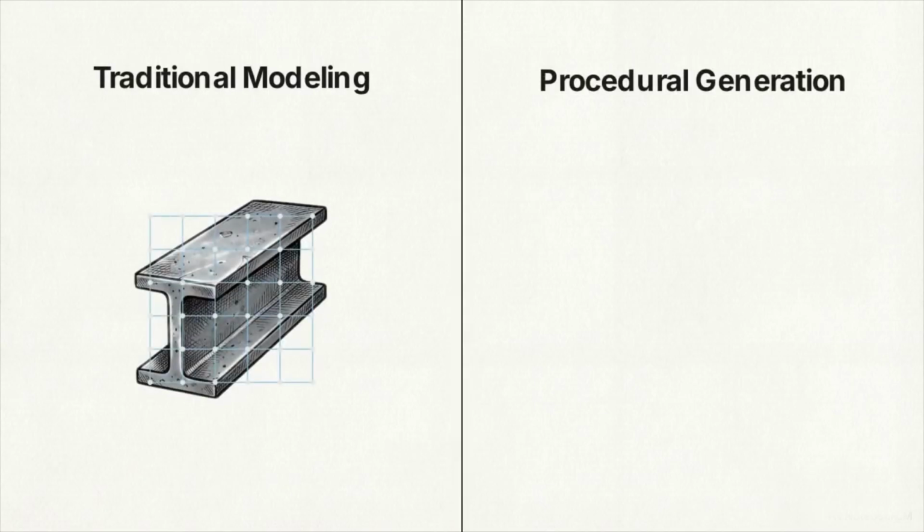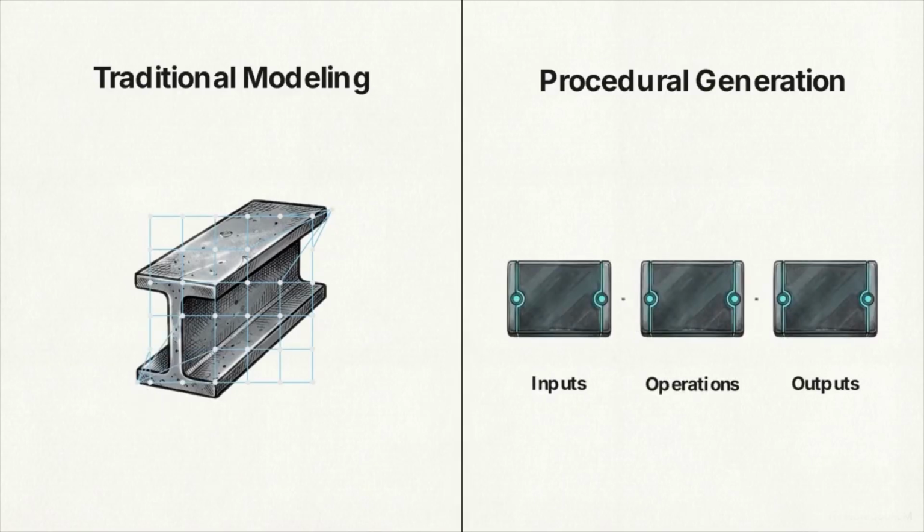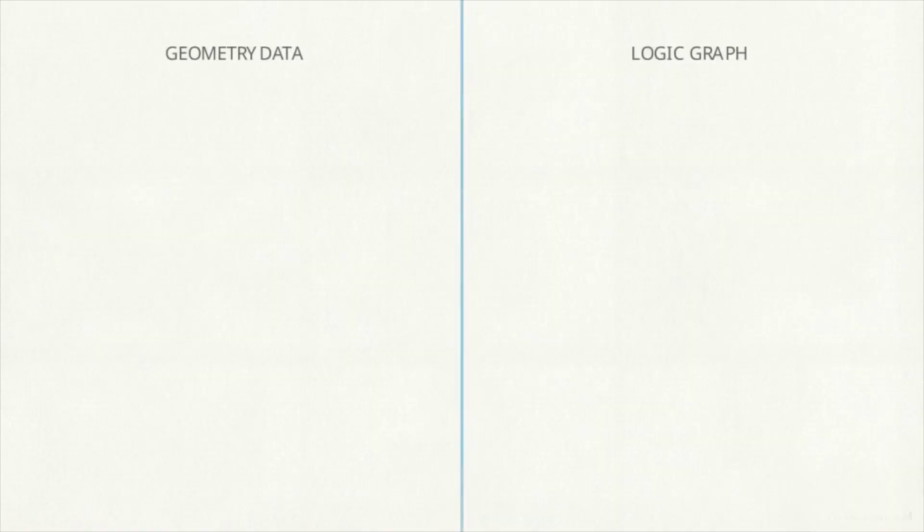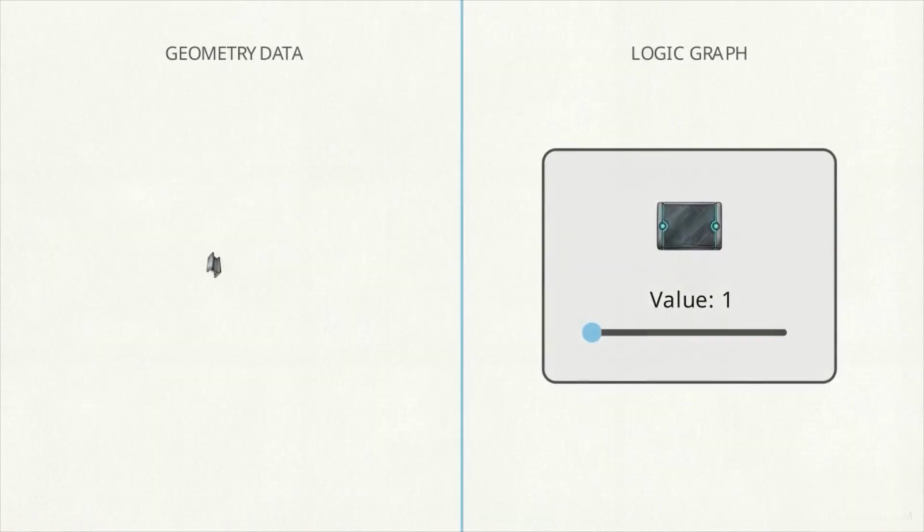This split screen comparison illustrates the difference. On the left, traditional modeling requires a user to push individual vertices by hand to create a single result. On the right, procedural generation takes an algorithmic approach. Blender handles this spatial programming through geometry nodes, a visual programming language built directly into the software. These nodes act as logical operators, applying math directly to geometry data.